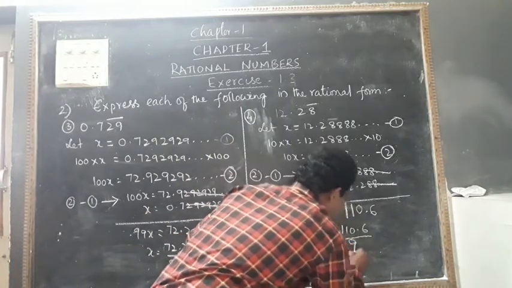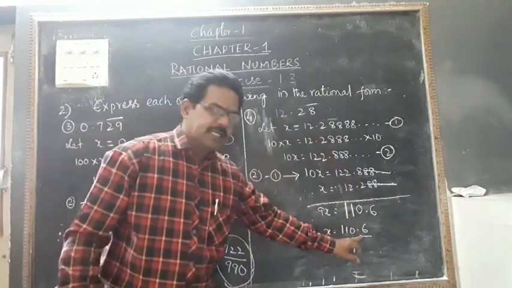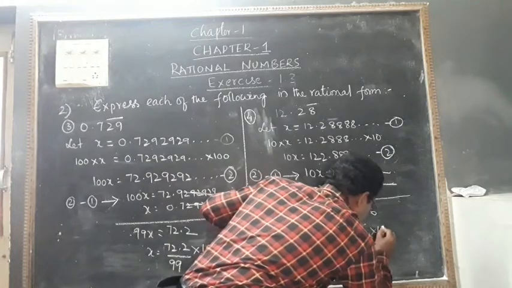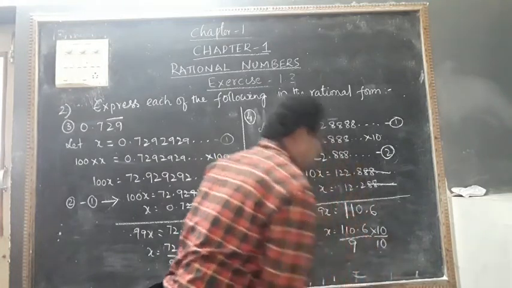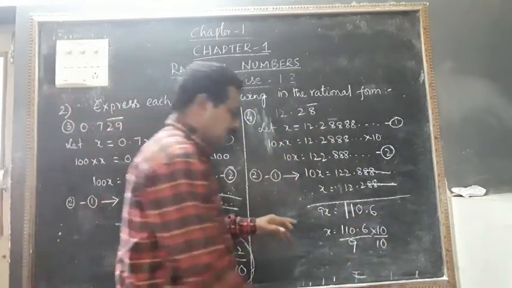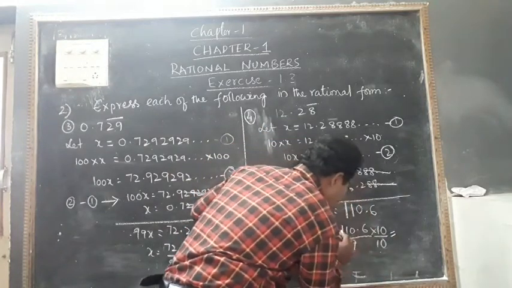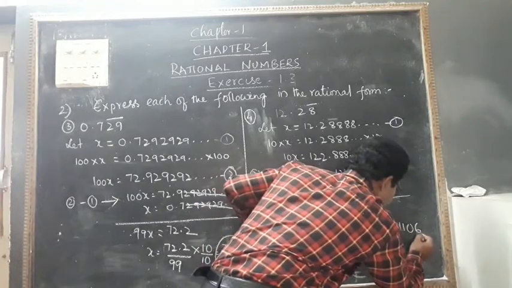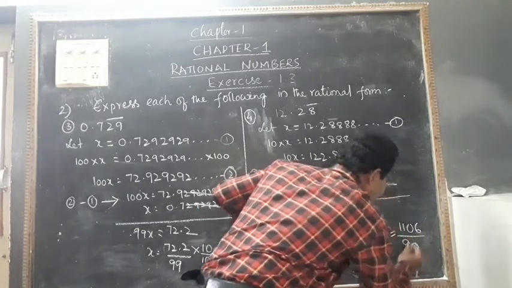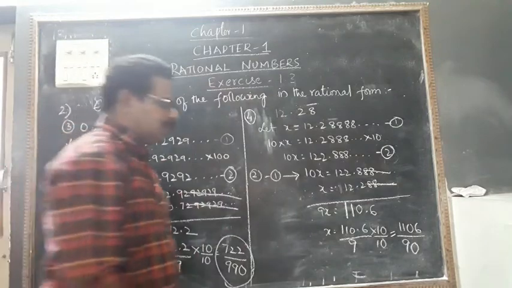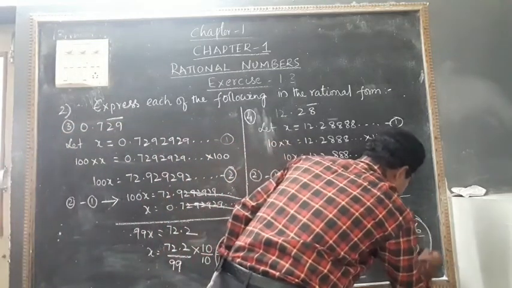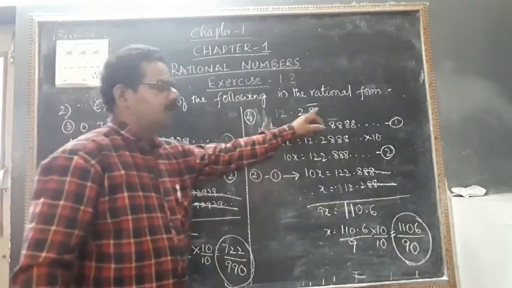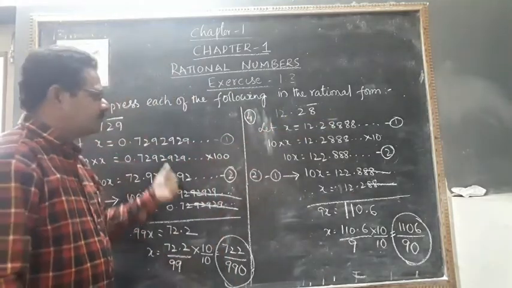110.6 by 9. But here one decimal is there. That decimal should be converted into rational form. To convert it into rational form, we have to multiply with 10 and divide with 10. So then finally 110.6 will become 1106 by 9 into 10 is equal to 90. So this is the final answer. This is the p by q form of the sum 12.28 bar. Okay, please note down.